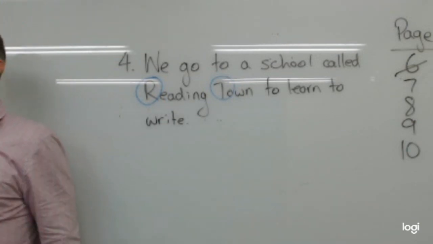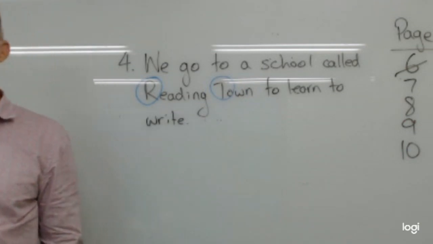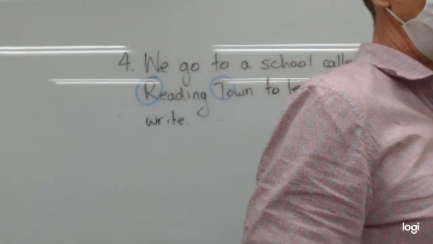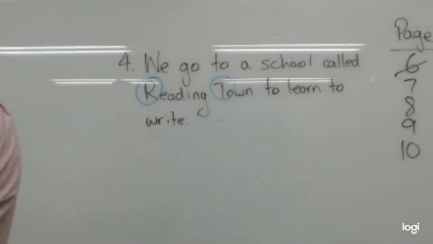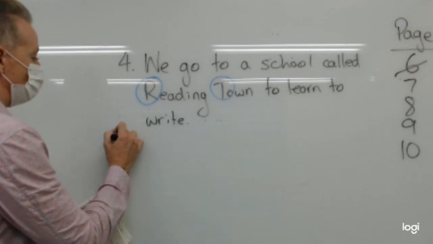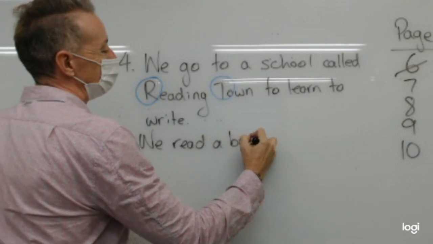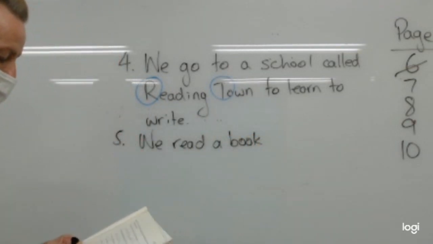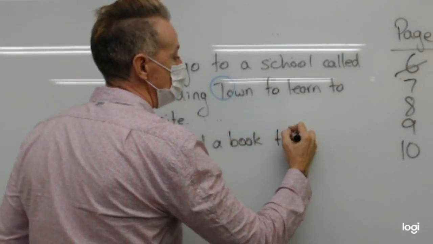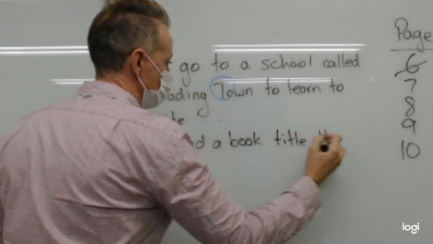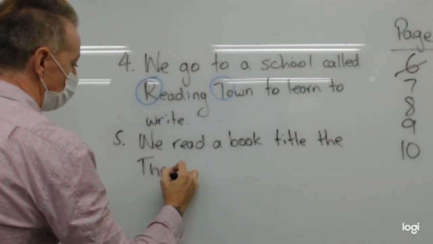Reading Town. All right, everyone okay? James, okay? All right, number five, Princess, number five, we read a book. Capital. Good. We read a book titled The Three Pigs.